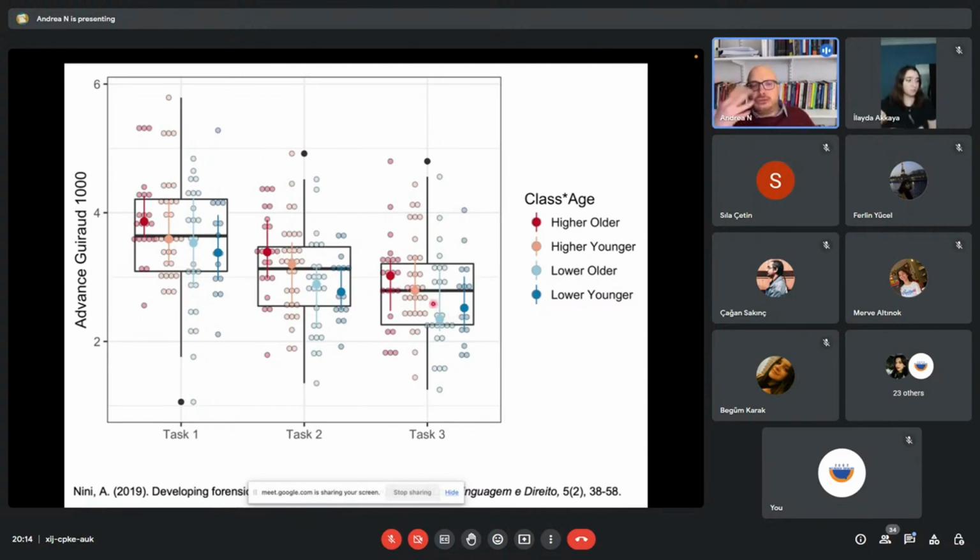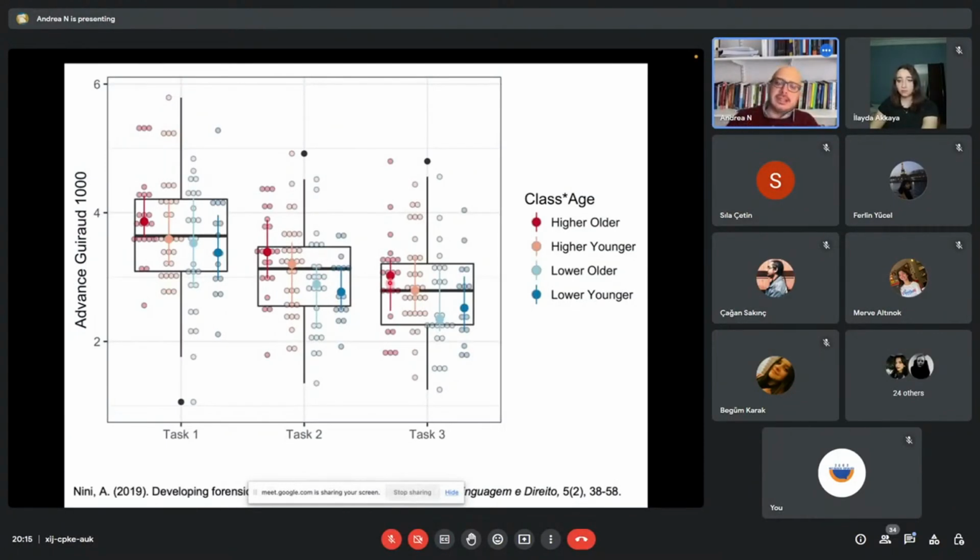So the reason why I'm showing you the graph in this way is because let's say now that I have a text, I don't know who wrote it, I take this text, I analyze it, and I get an advanced root score of, say, 3. Okay, 3 is here. What does this mean? Well, if we draw a line, you can see that if it's task 2, then it's more likely that it's someone lower or older. But if it's task 3, then this could be someone who is higher or older.